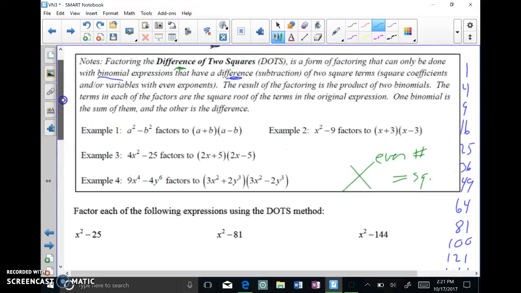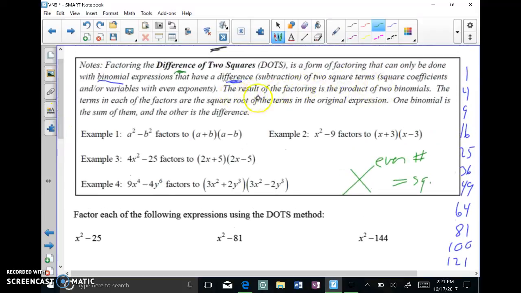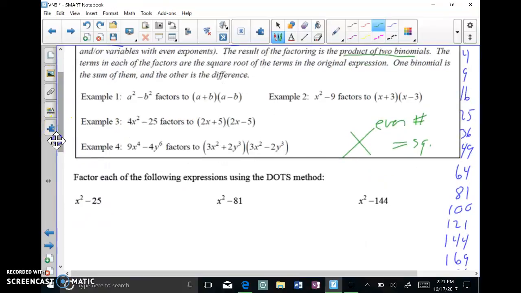So there's a couple of examples, a couple other notes. The result of factoring is the product of two binomials. The term in each of the factors are the square roots of the terms in the original expression. One is with a sum, one is with a difference. So let me show you, for example. A squared minus b squared is going to factor to a plus b, a minus b. Now, a and b are the square roots of a squared and b squared.